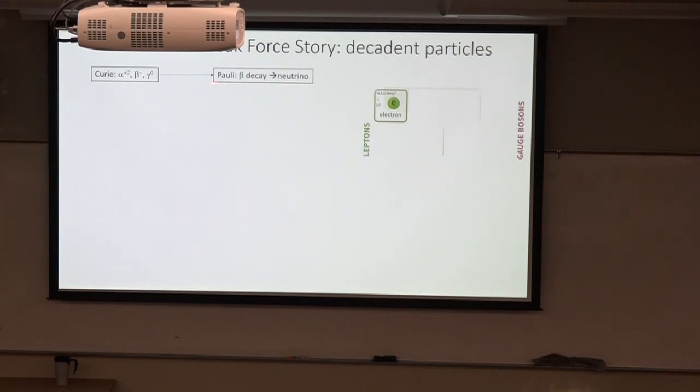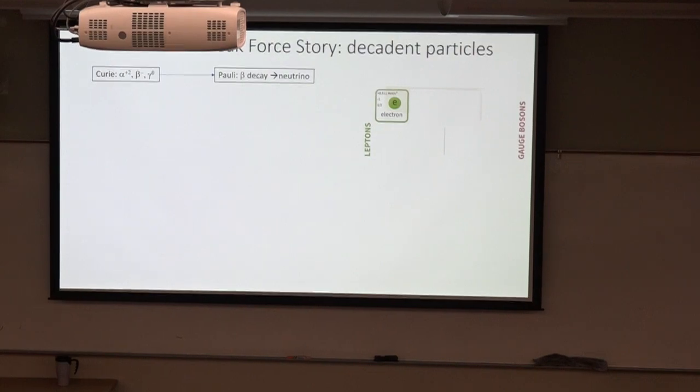Then Pauli looks at beta decay. This is where I'm changing a neutron into a proton, and it spits out this other particle here.